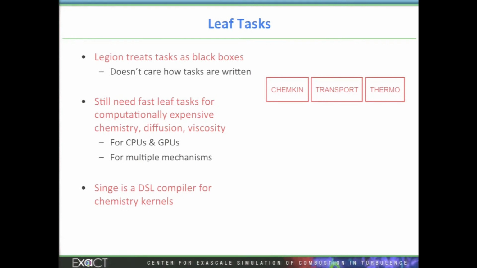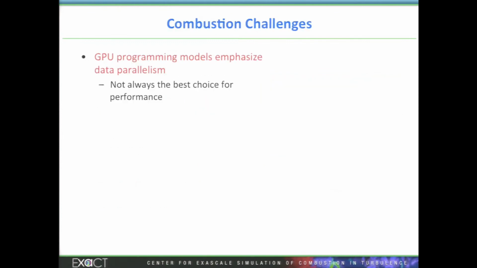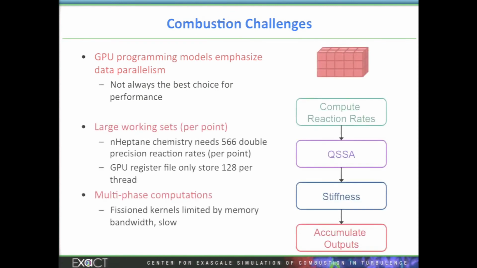And so one more thing that we've been working on is a domain-specific language compiler called Singe. This is really Mike Bauer's work for the chemistry kernels. And in our field, we already have a DSL, which we didn't even know we had, called ChemKin, which parses and takes tables of inputs for chemistry, thermodynamics, and transport variables, and emits fast code for computing the reaction rates. And so with Singe, what he did that was very clever was he found a way to make it work very well on a GPU.